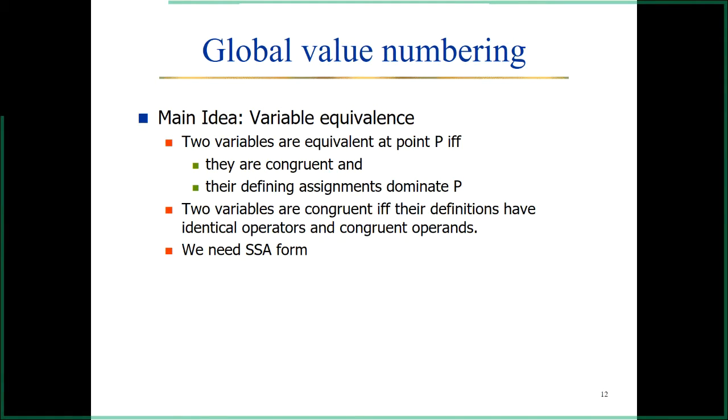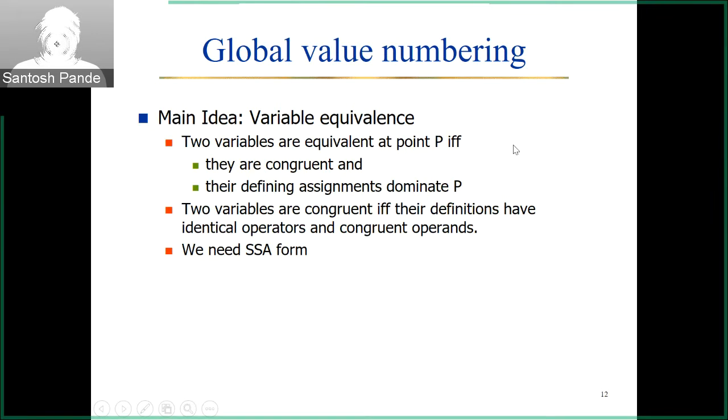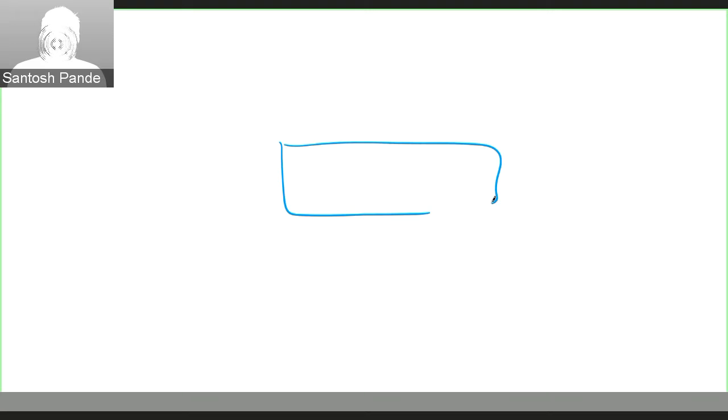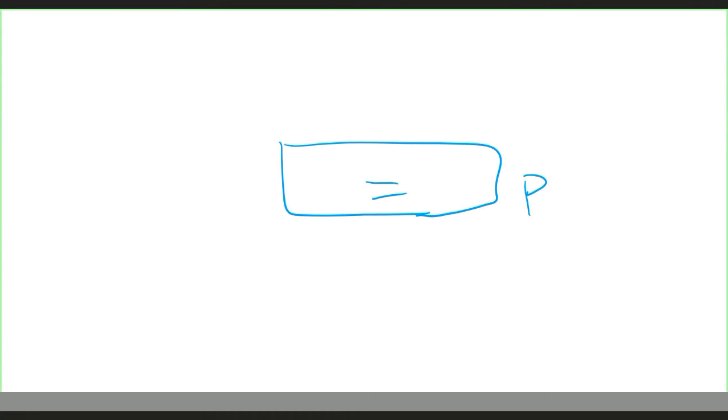So let me go back and again switch to our whiteboard. So we are, let's say, operating at some program point P here. And what it says there is this, that whatever definitions we are operating upon, the two definitions that we are operating on dominate this particular program point.